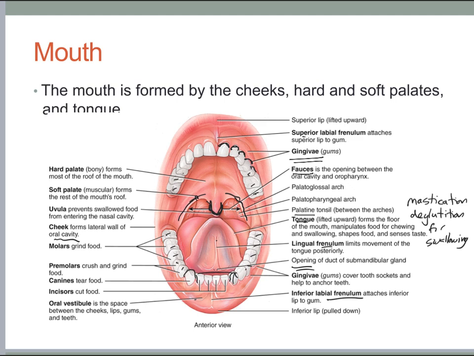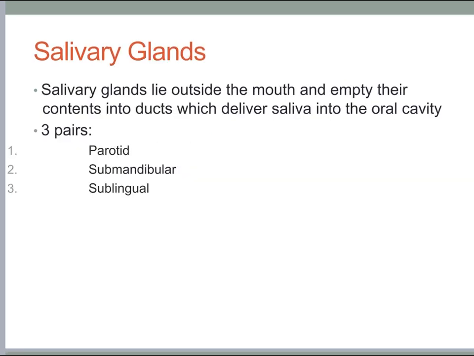Above there, we have our superior labial frenulum. So if we have an inferior down here, by law, everything's balanced, we're going to have a superior labial frenulum, which is going to attach the superior lip to our gum. So now we could talk about our salivary glands and exactly where they're located and what they do. We start with the parotid gland, and we're going to draw a line here, and we're going to say that it is the largest of our salivary glands.